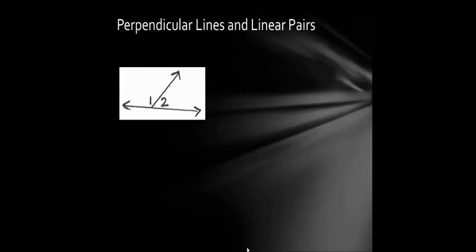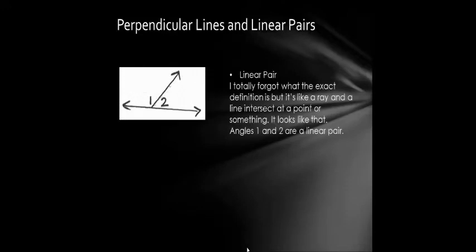Perpendicular lines and linear pairs. So there's your linear pair. I totally forgot what the exact definition is, but it's like a ray and a line that intersect at a point. I don't know. It looks like that. So, according to the definition, angles 1 and 2 are a linear pair.